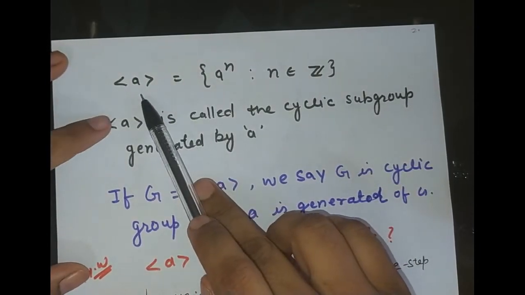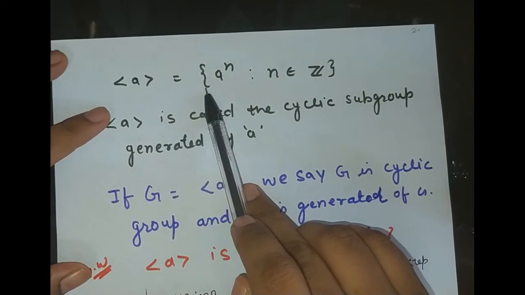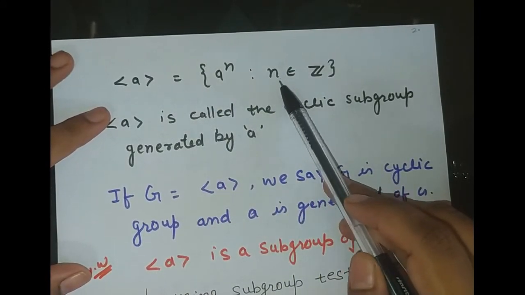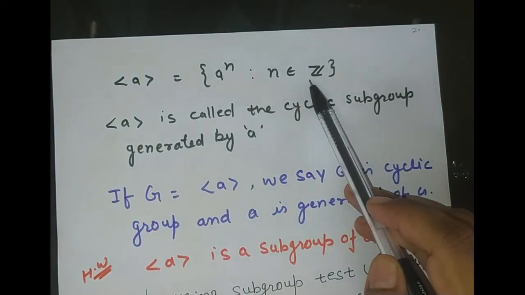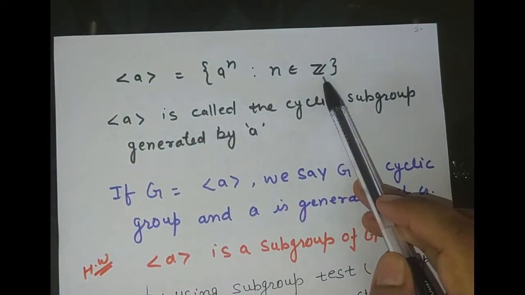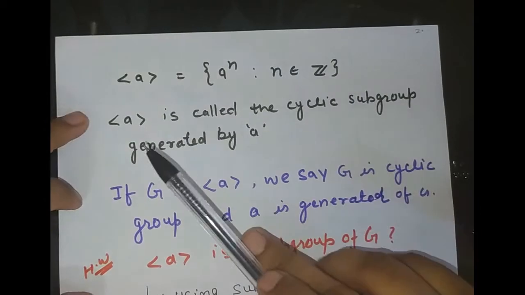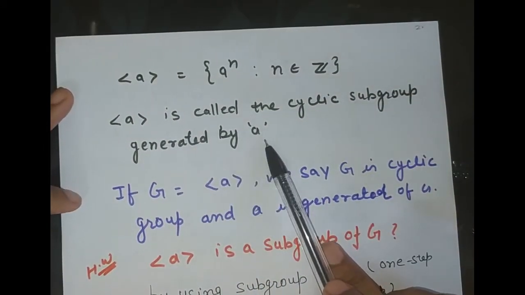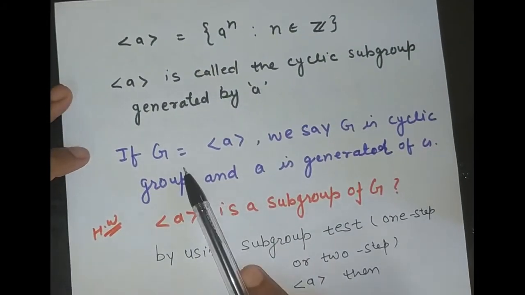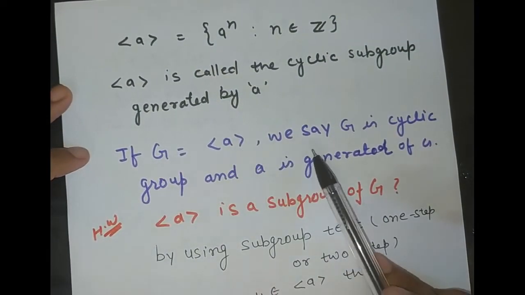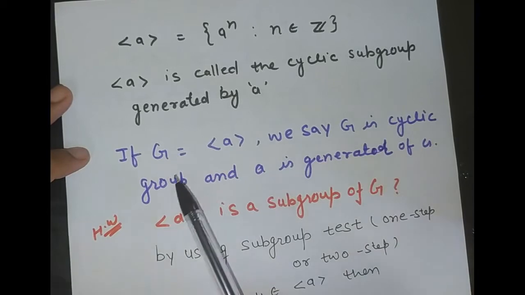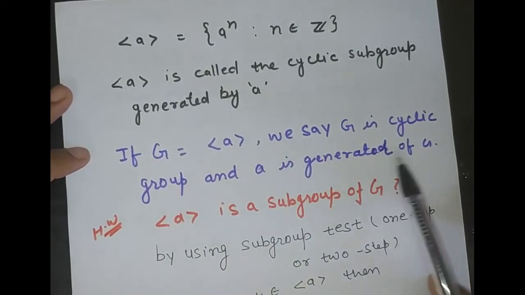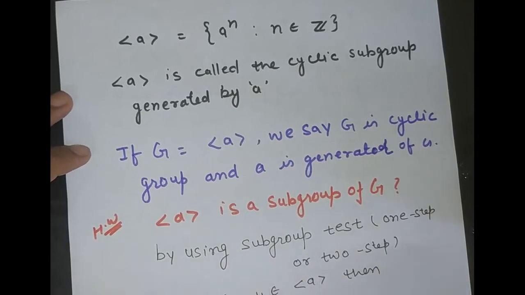We can express this as A raised to the power n, where n is an integer. It may be positive or negative. So this is called the cyclic subgroup which is generated by A. If G is generated by A, in this way we can say G is a cyclic group and A is the generator of this group.